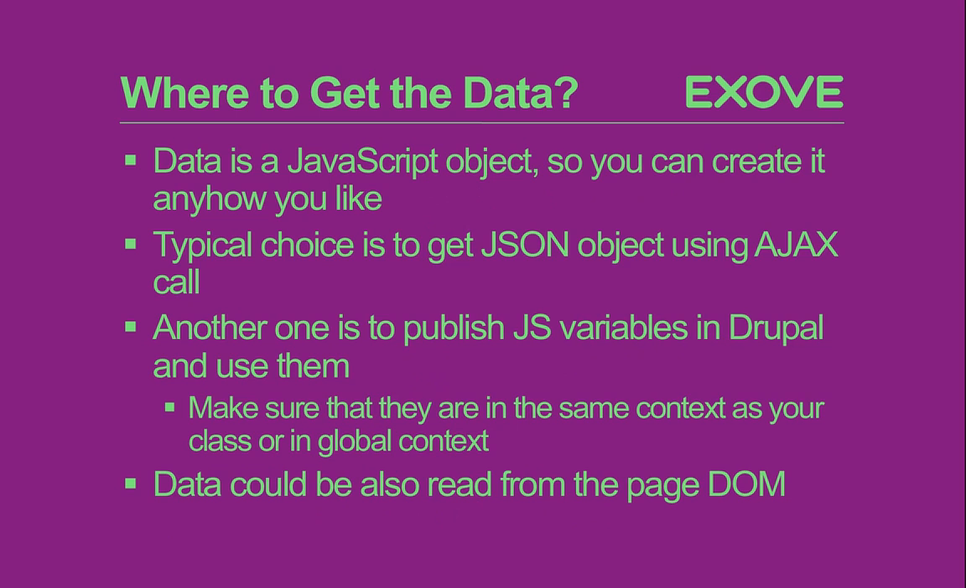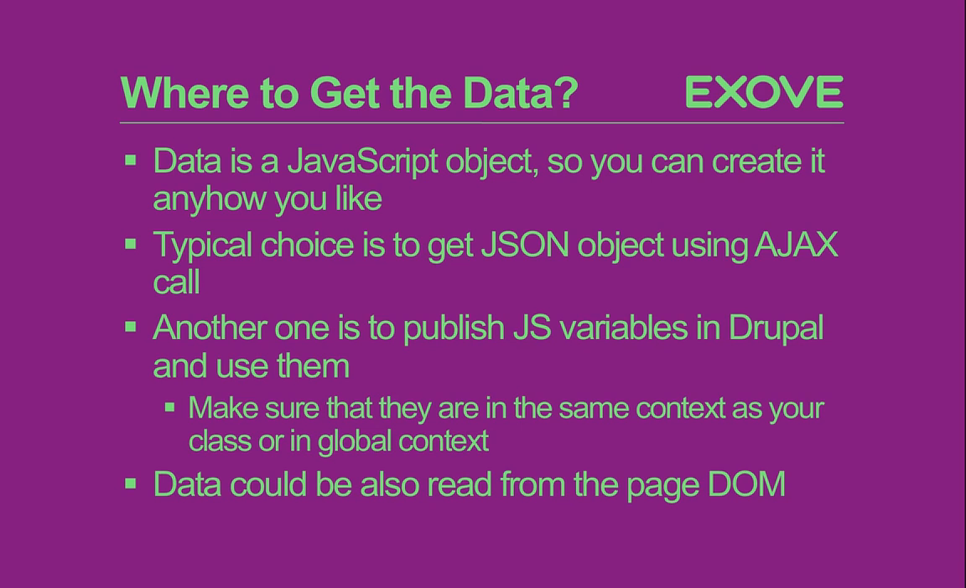This has been talked about a bit, but we need to get the data. And the data there is a JavaScript object. A JavaScript object is a really versatile thing, so it's up to you to figure out how you're going to create that. My choice, the typical choice, is that you make a call to the backend system and you get the JSON object back, and you evaluate that JSON object, and then boom, you have a JavaScript object.